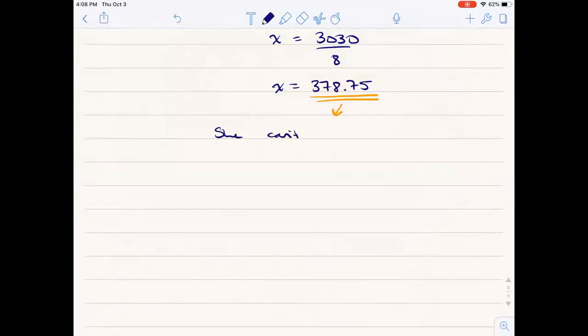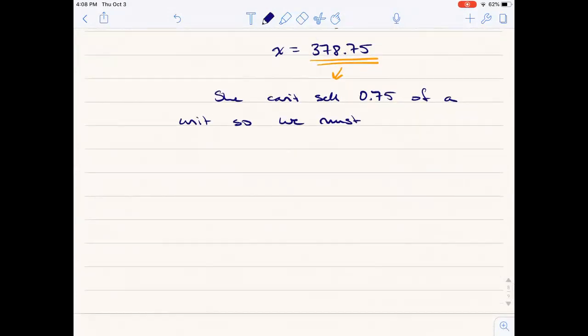She can't sell 0.75 of a unit, so we must say X equals 379, right? And then I'll put in brackets here that X equal to 378 would still mean a negative profit.